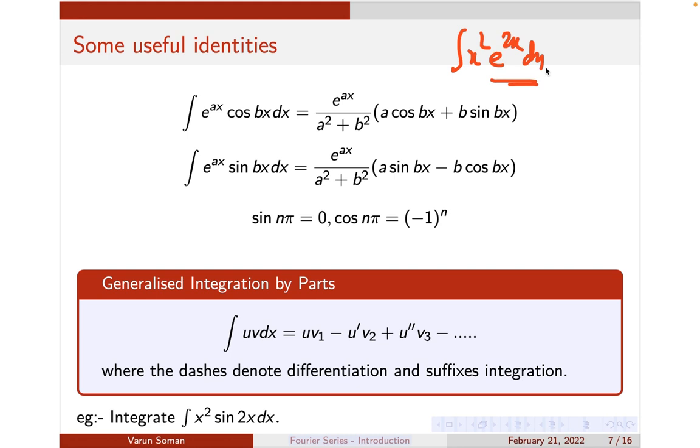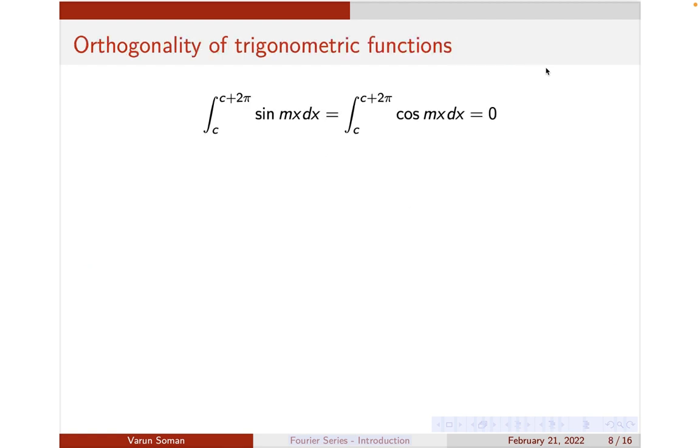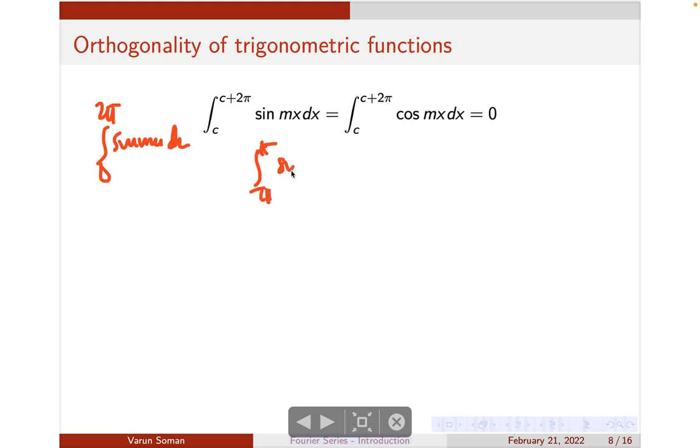Now we will discuss some trigonometric identities, which are also very relevant to our discussion. You know that the integral of sine mx dx and the integral of cos mx dx, from c to c plus 2 pi, meaning either from 0 to 2 pi or from minus pi to pi, will always be 0. It's very obvious because the length of the interval is 2 pi, which is the period of the function. So sin x completes a full trajectory here, and it will become 0.